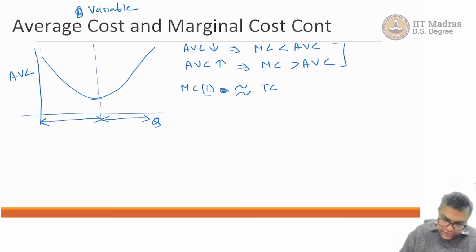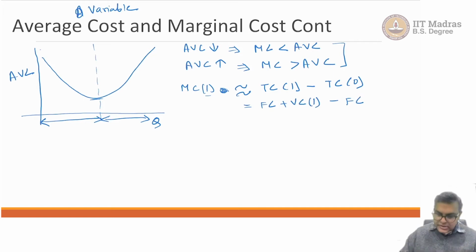This is total cost to produce 1 unit minus total cost to produce 0 units. And so, this can be written as fixed cost plus variable cost to produce 1 unit minus fixed cost, because nothing is being produced here. So, there is no variable cost there. So, this fixed cost will get cancelled, and we can say this is equal to VC1. So, marginal cost at 1 is almost equal to variable cost to produce 1 unit.